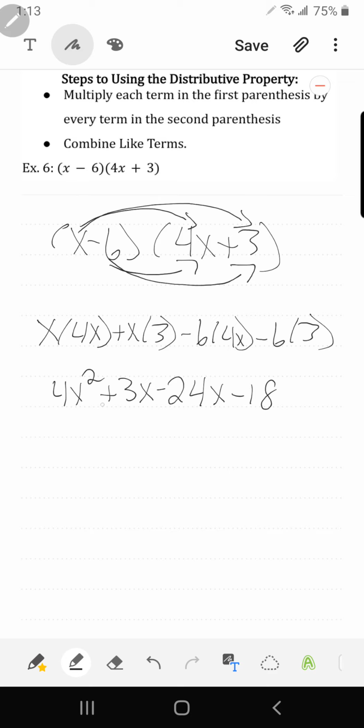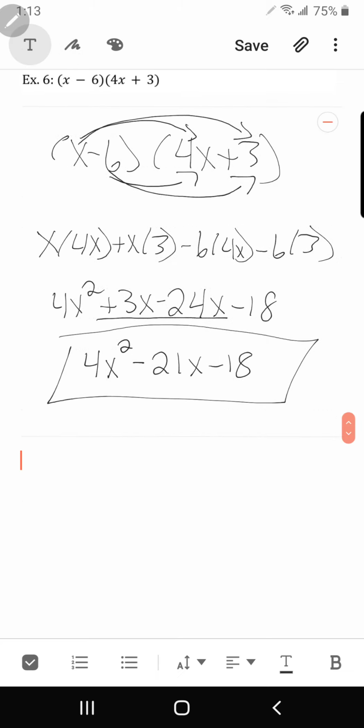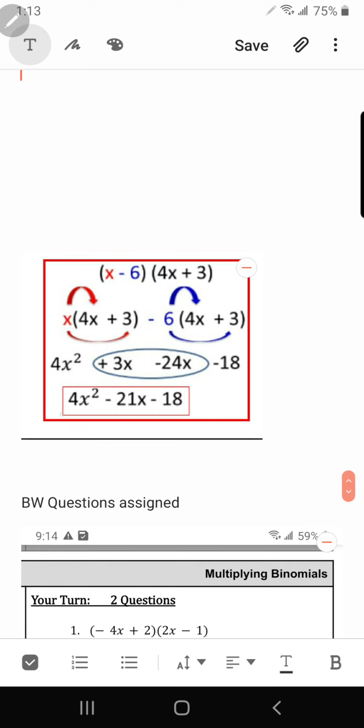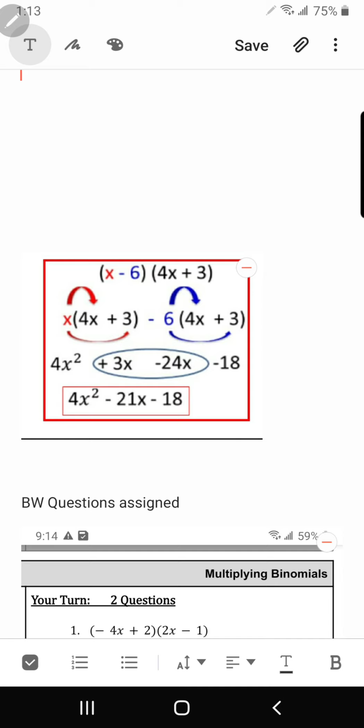If I look here, what are my like terms? The 3x and the negative 24x. So my final answer should look like 4x squared minus 21x minus 18. That should be my final answer. Let me go back down to the bottom to check the work. Yes, 4x squared minus 21x minus 18. Now, again, when we're multiplying binomial by binomial, the best two methods to use are either the area/box model or the distributive property.